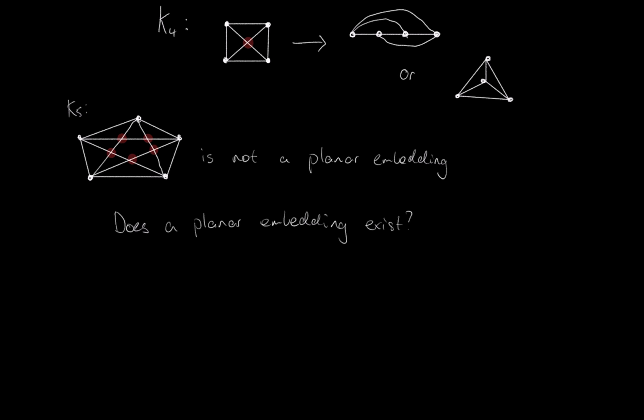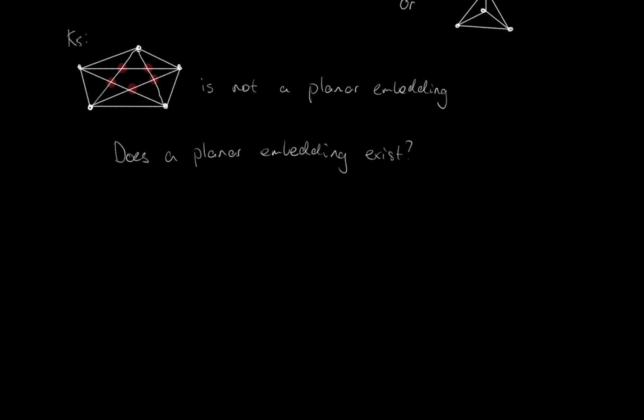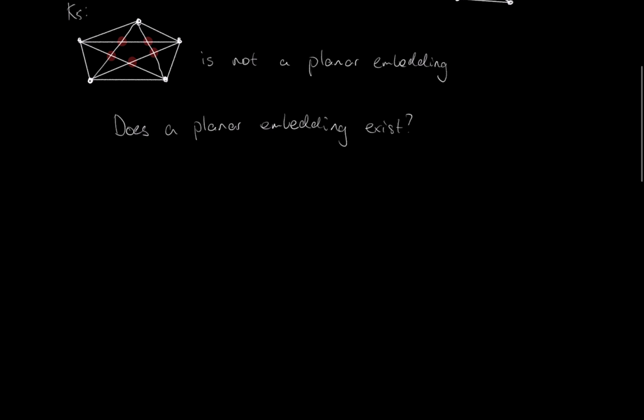So what you can do is rearrange the vertices and edges as you like and try it for yourself. You'll find that such a task is impossible. But let's just give it one attempt here. So I guess what I can do is arrange these 5 vertices like this.